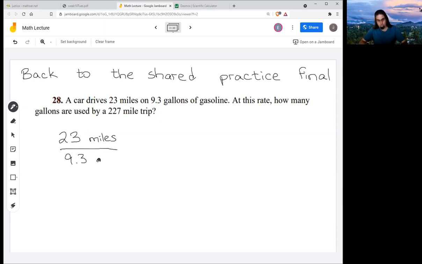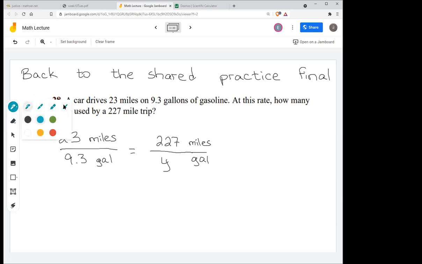So our first situation is comparing this many miles to this many gallons. And then there's another equivalent situation, something proportional. And we know miles has to stay on top, gallons has to stay on bottom. Then we keep reading. At this rate, how many gallons, that must be what I don't know, are used by a 227-mile trip? Everyone okay with getting from the word problem to a proportion? Yeah.